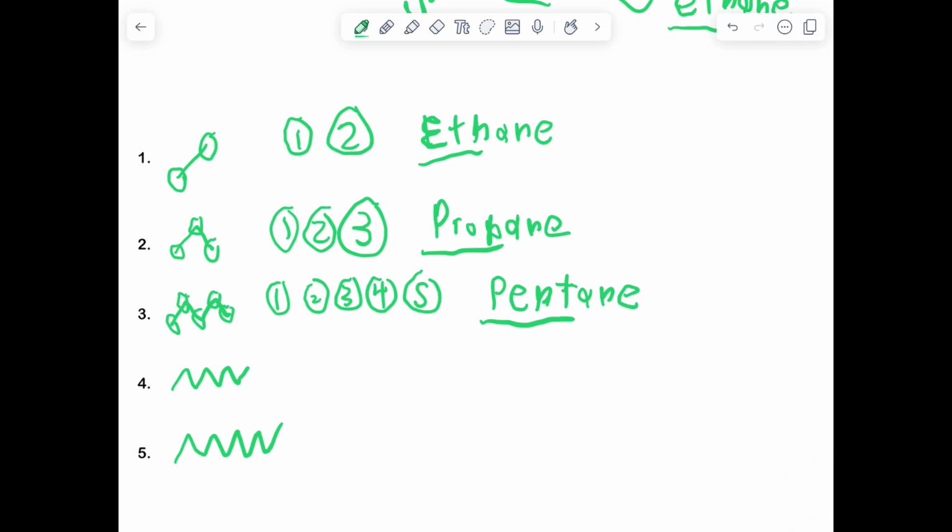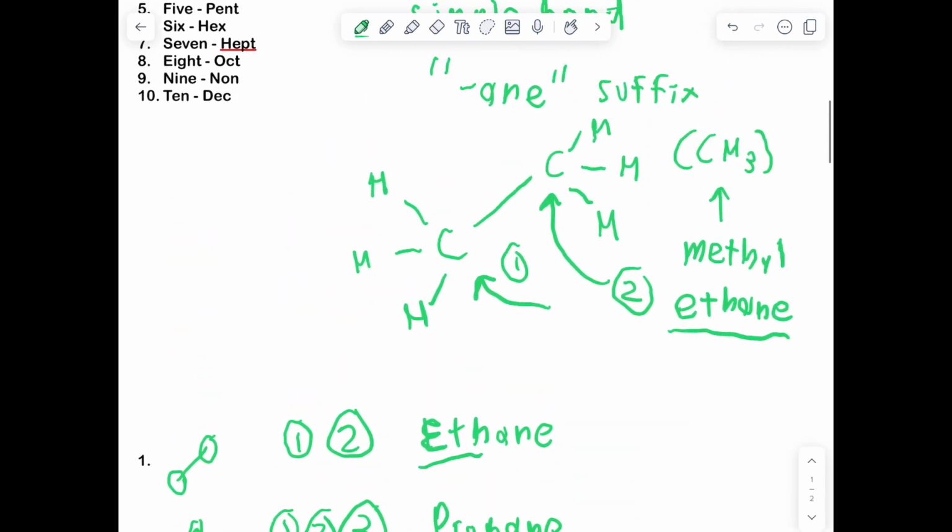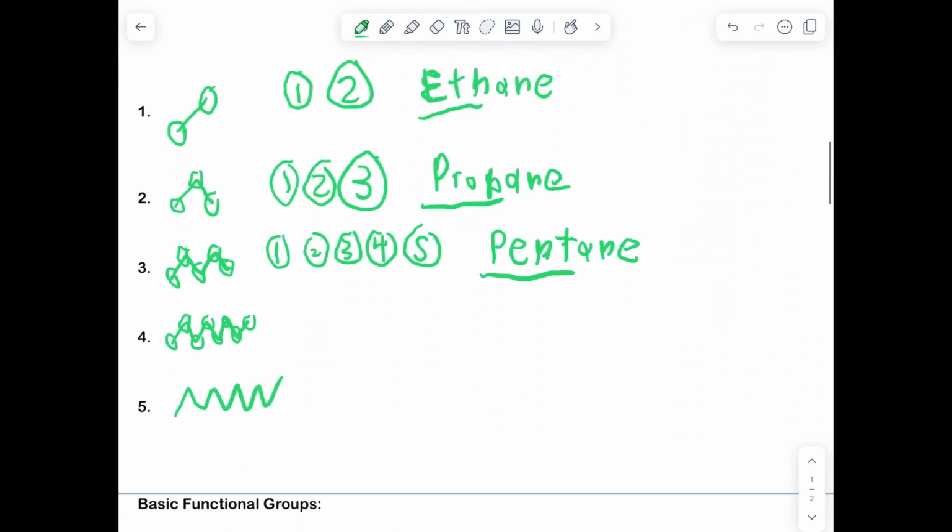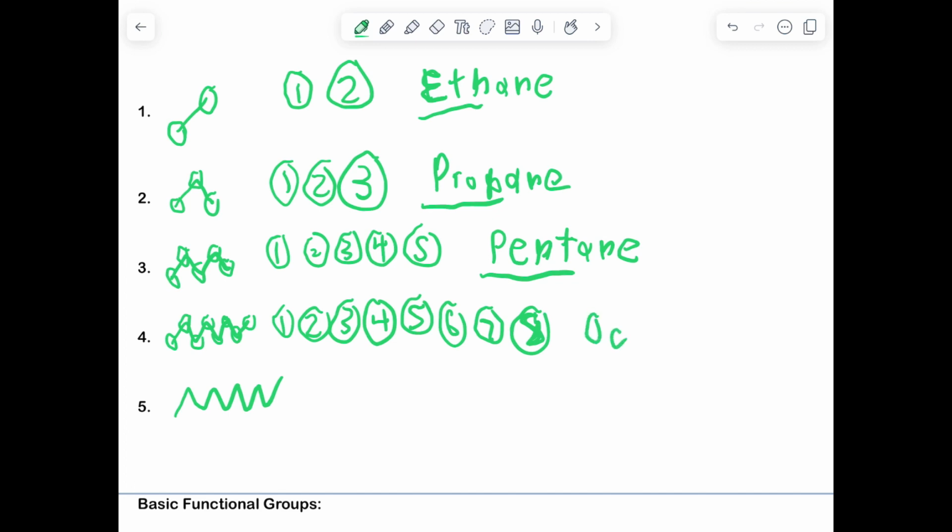Moving on to number 4. Again, we can start in either order. So we're going to do left to right. 1, 2, 3, 4, 5, 6, 7, 8. Oct. And octane.